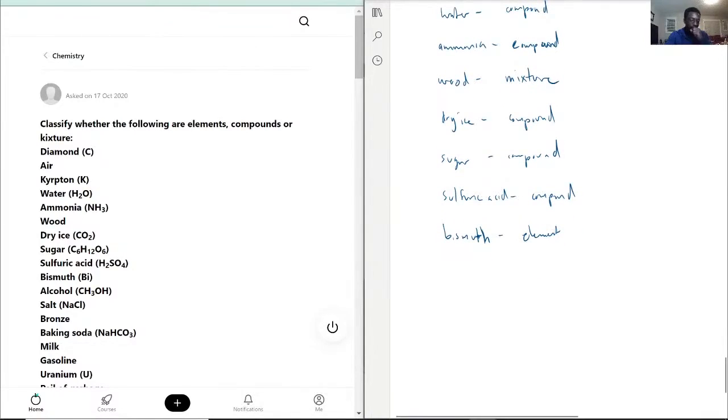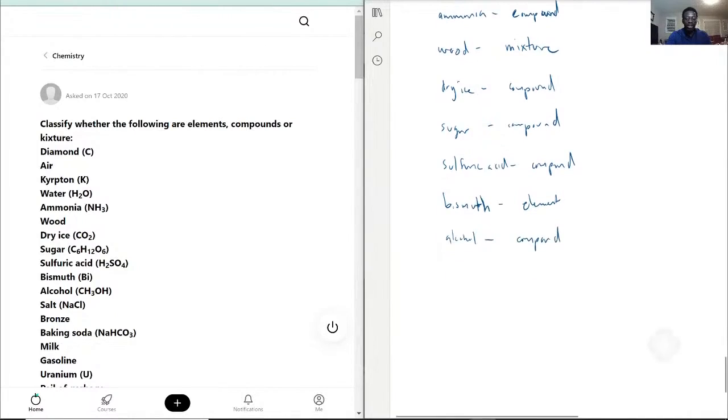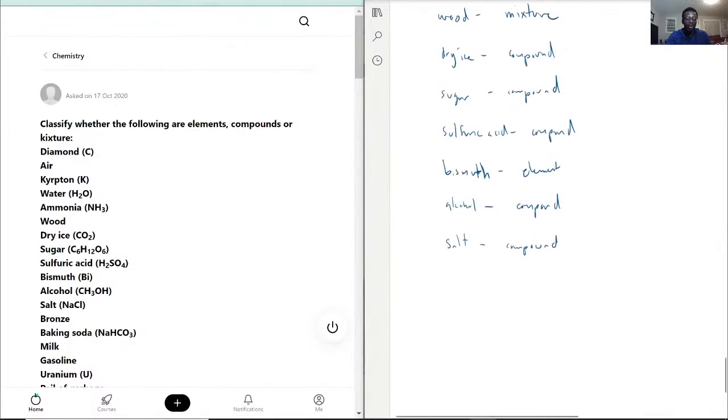Okay, alcohol, you can actually see it, it's going to be a compound. Okay, salt, still a compound, but it's an ionic compound, but you still say it's a compound.